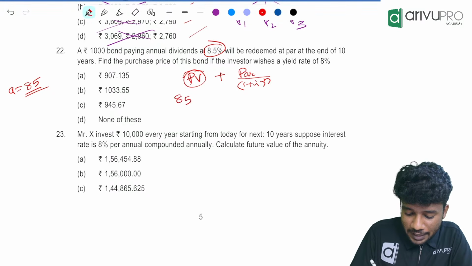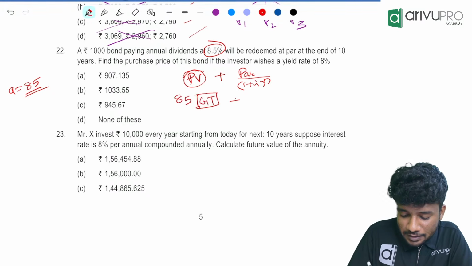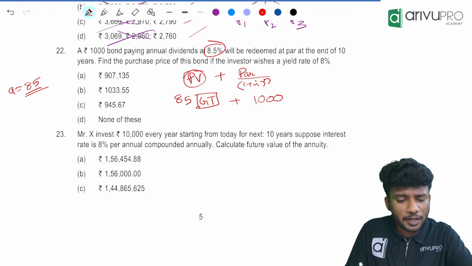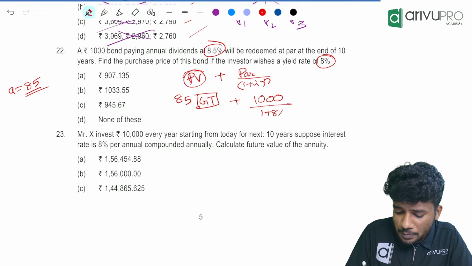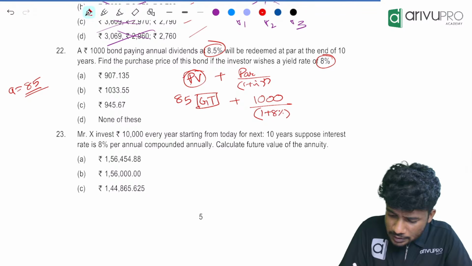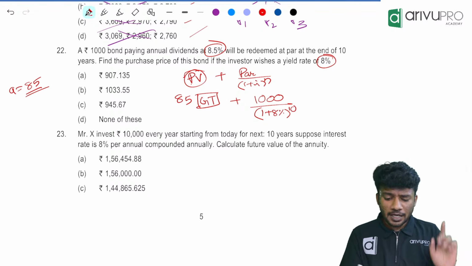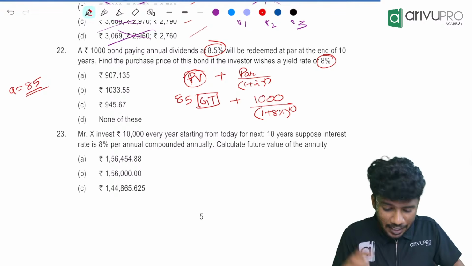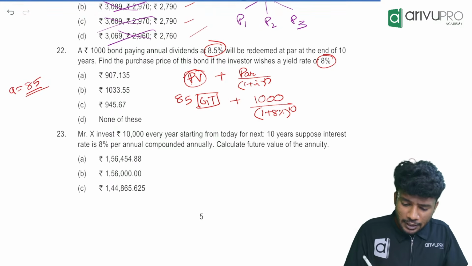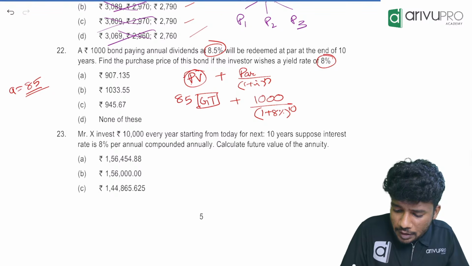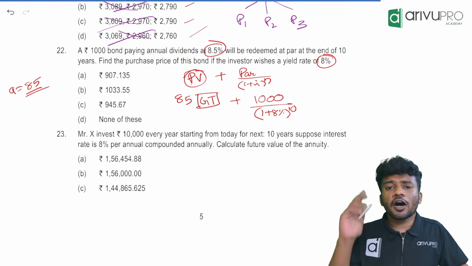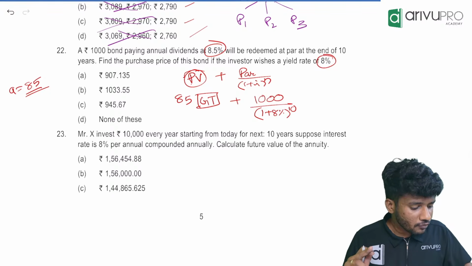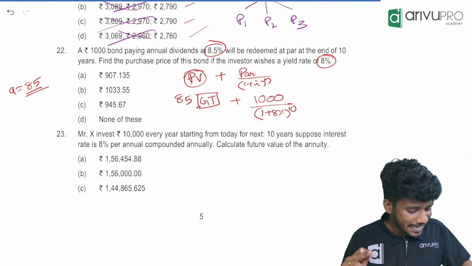So PV is nothing but 85 into our GT factor plus par value is how much? Over here par value is nothing but 1000 divided by how much is the yield we want? 1 plus 8 percentage, the whole raised to how many years it is coming to be? 10 years it is coming to be. Now just use your calculator, get me the answer. First to find the GT factor. In order to find GT factor, 1 plus 8 percentage will be how much? 1.08 it will be. Write that value on the calculator. 1.08, then divide, equal to how many times? 10 times.